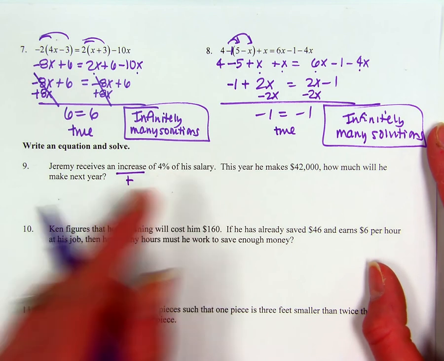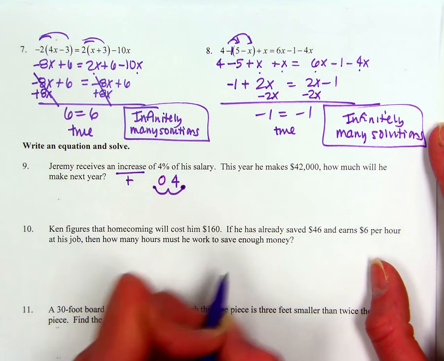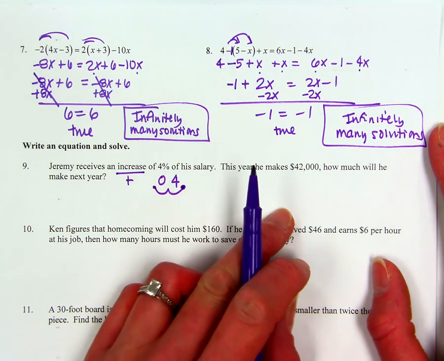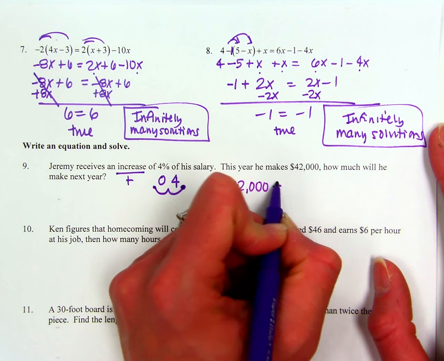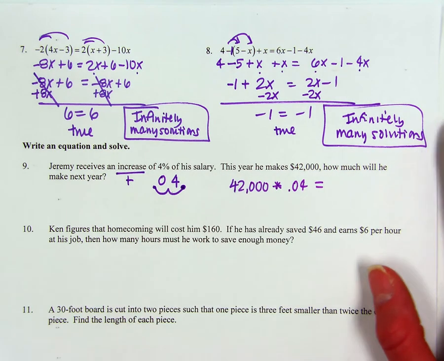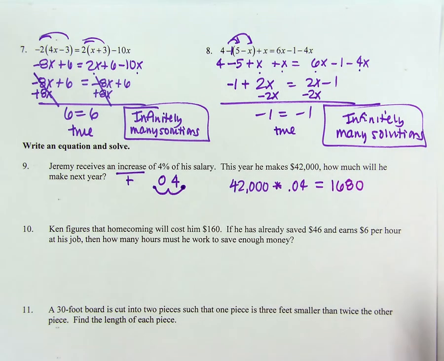4%, remember, anytime we have 4 or any percentage, you're going to move it over 2 spaces to the left. So the decimal was there, so really it's going to be 0.04. All right, so if I want to figure out his increase, I'm going to do 42,000 times 0.04. Figure out what that is. So you could type that in your calculator. You get 1,680.